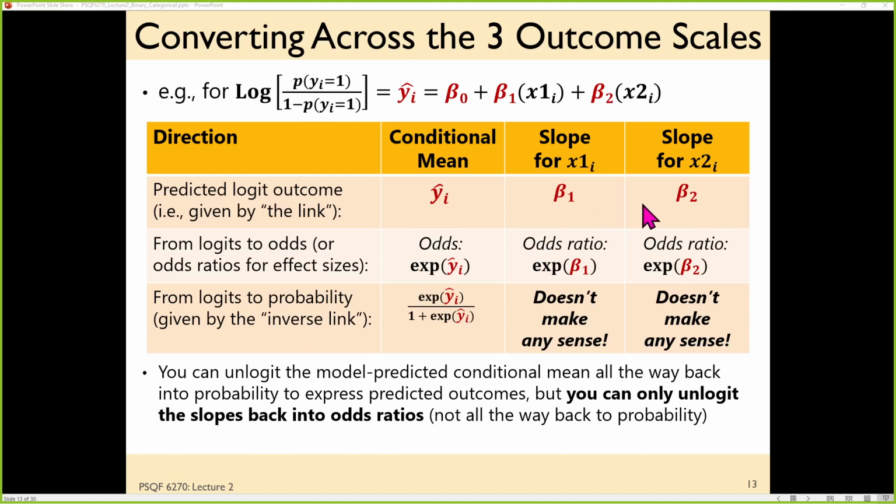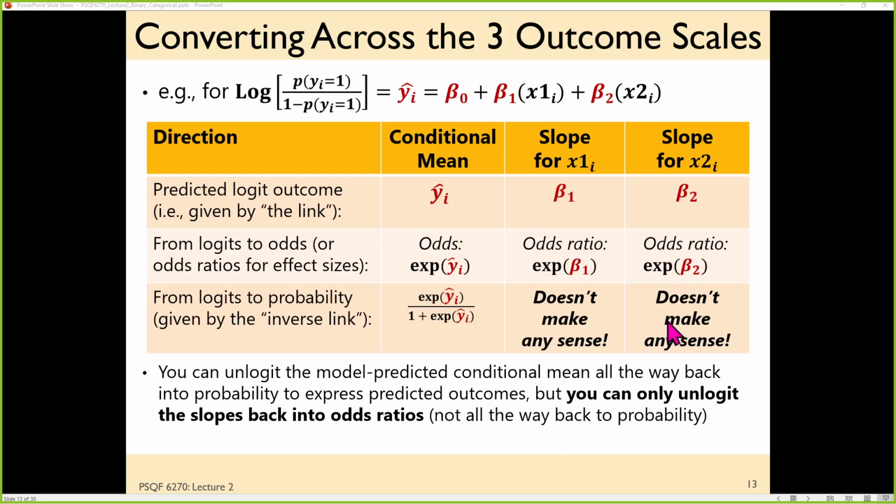This is the number one thing I see people screw up at first, so I'm getting out in front of it. Beta 1 is the change in the logit for a 1 unit change in x1. Cool. Beta 2, change in the logit for a 1 unit change in x2. Cool. I can take that beta 1 slope and unlogit it into something called an odds ratio, e to the slope, e to the beta 1 or e to the beta 2. Those are odds ratios, and those are effect sizes for the slopes. I hate them, but they're everywhere. It's totally fine to take a logit slope and exponentiate it back into odds.